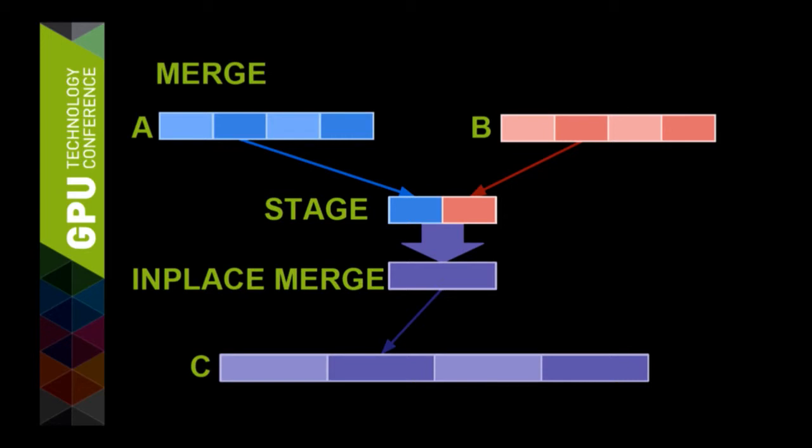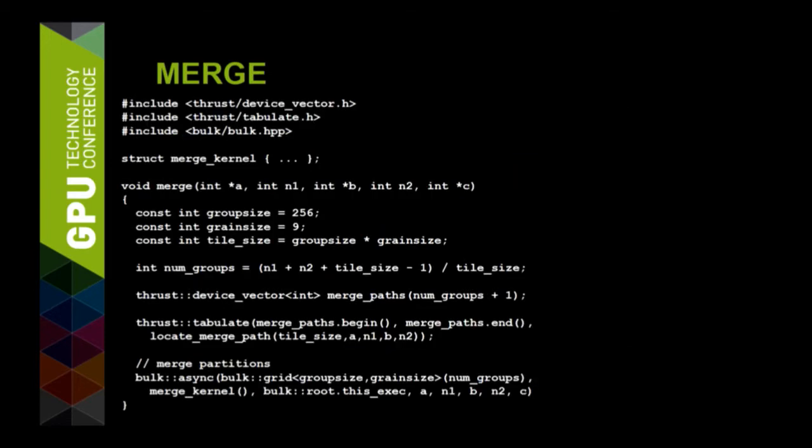We're going to take each of these pairs of tiles from A and B, move them into a stage where we can compute and sort these things cooperatively or concurrently, and basically merge them within this stage. And then when we're done, we're just going to store it back out to this sorted list C. So C will be the merger of A and B. So this is really easy to implement with bulk.